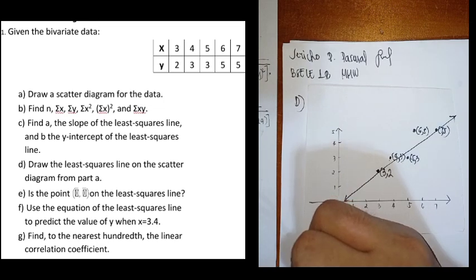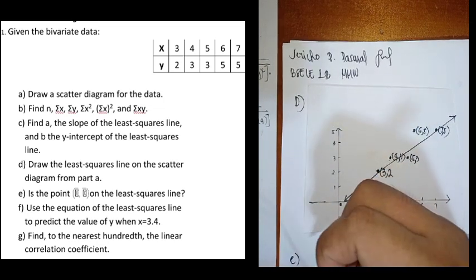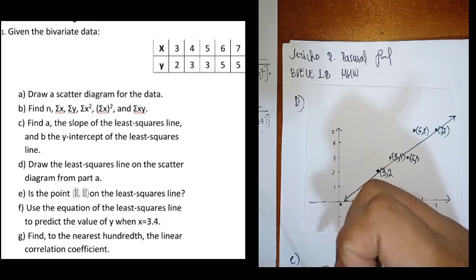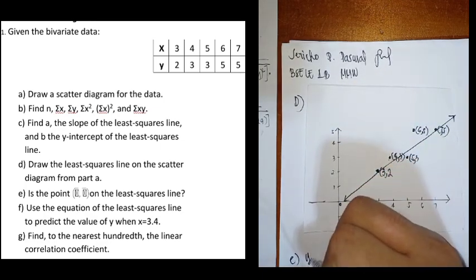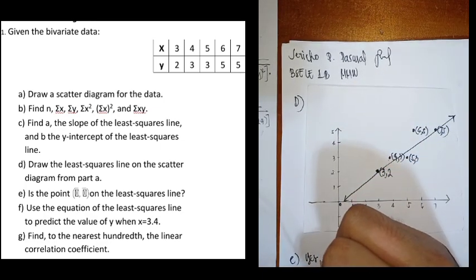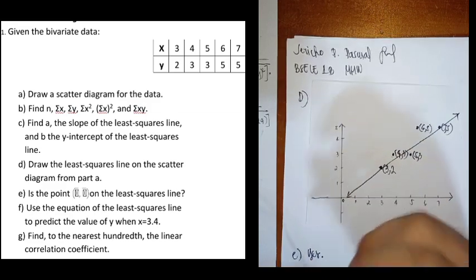So letter E: is the point x-bar, y-bar on the least square line? Yes, because it lies on the least square line.